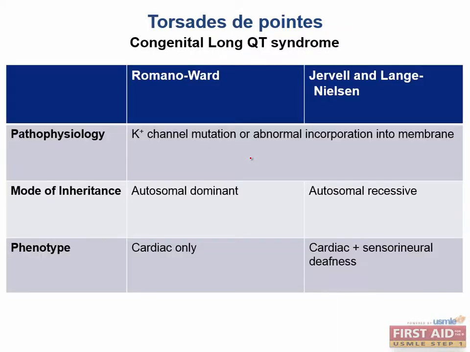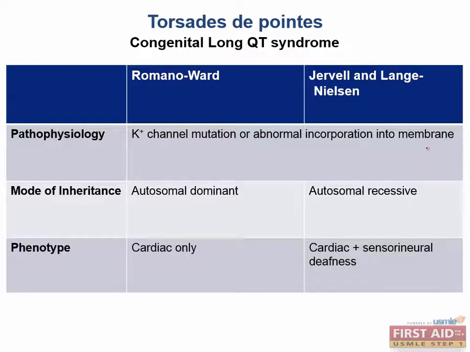Now let's look at this table real quick. We're talking about Romano-Ward and Jervell-Lange-Nielsen. These are congenital long QT syndromes associated with mutations in the genes responsible for coding the structural components of the potassium channel itself, or the proteins that are going to insert them into the membranes of the cells that they need to be put in. So what's the difference between the two besides crazy names?